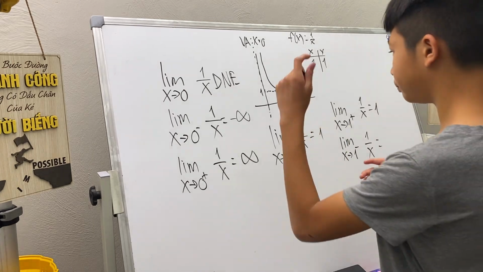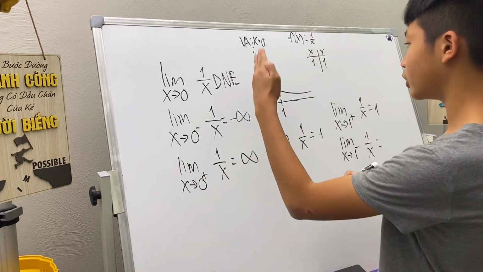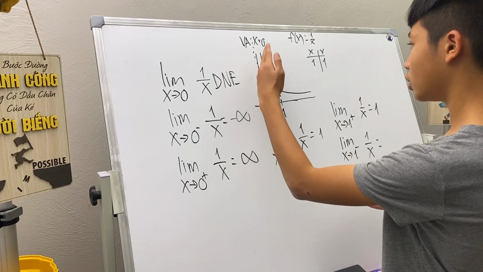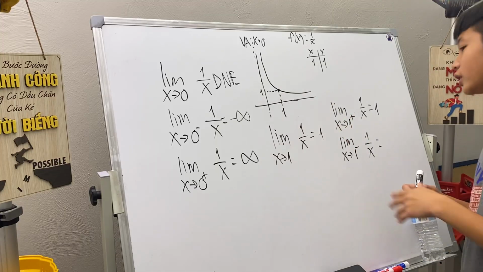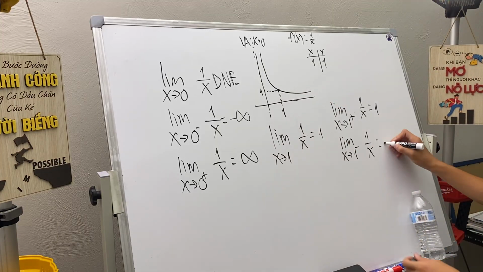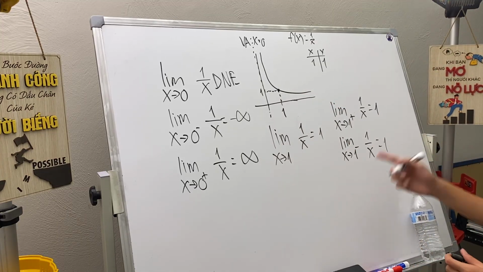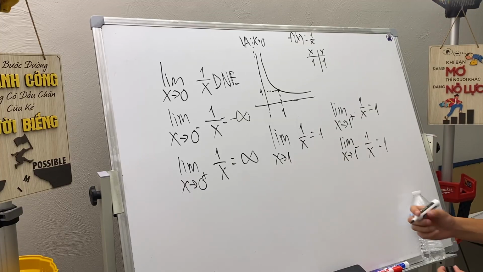From the left side, you see it getting closer. As you see, it rises like this. I mean, it goes down, but it's approaching 1. So the left and right sides match. So basically, this limit is approaching 1.